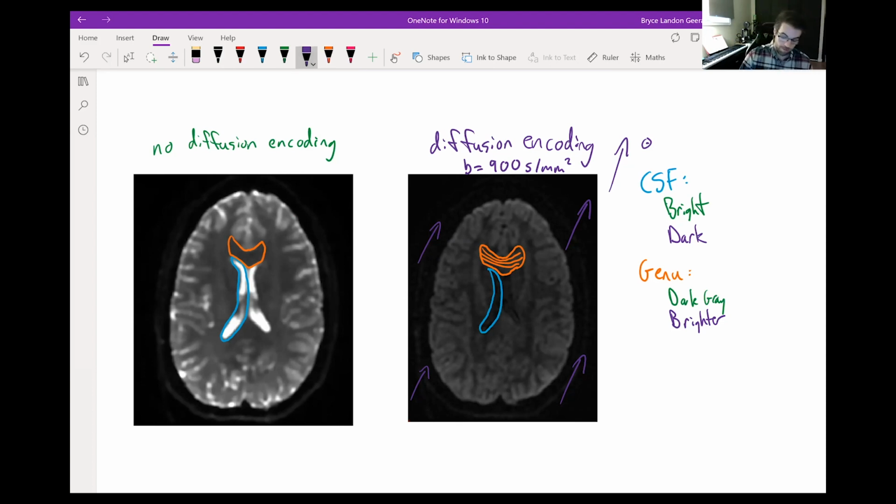ways. And because those cellular membranes are very commonly oriented from left to right in the brain in the GNU, that means that water might try to move this direction, but bump into a cell membrane and not be able to diffuse further. So there's kind of less diffusion that's occurring in that direction in the GNU. And that results in more signal left because there's less signal lost to diffusion in our direction of interest.